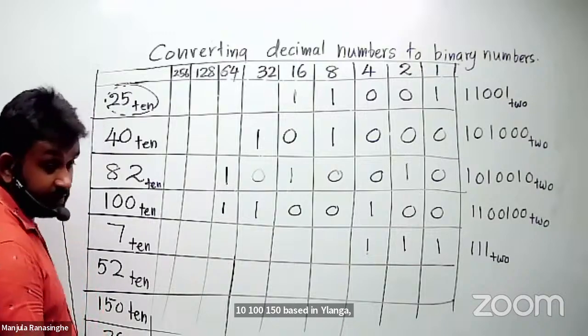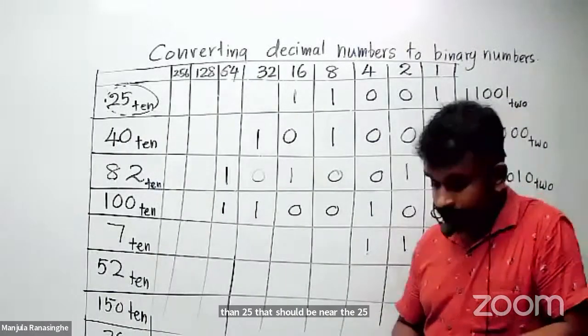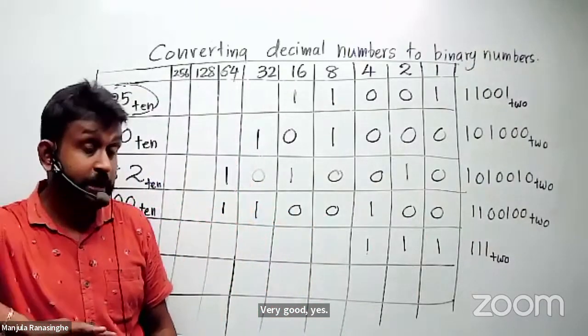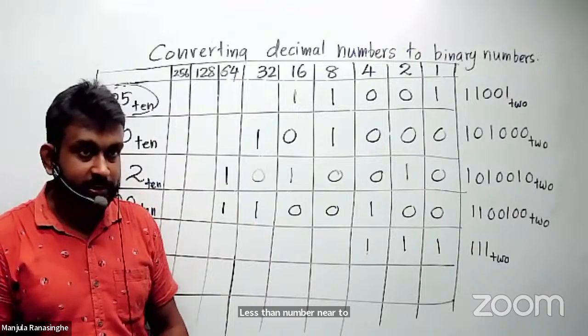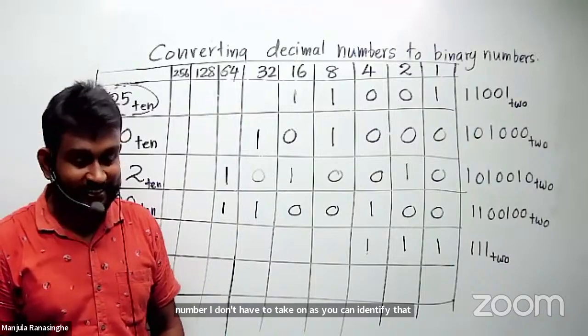Sir, yes. So when we take 25, we have to take a number which is less than 25. That should be near to 25, no? Very good. Yes. Okay, less than the number, near to 25. We cannot take more than the number. So we can identify that more than 25 means 25 cannot be built up. Right.